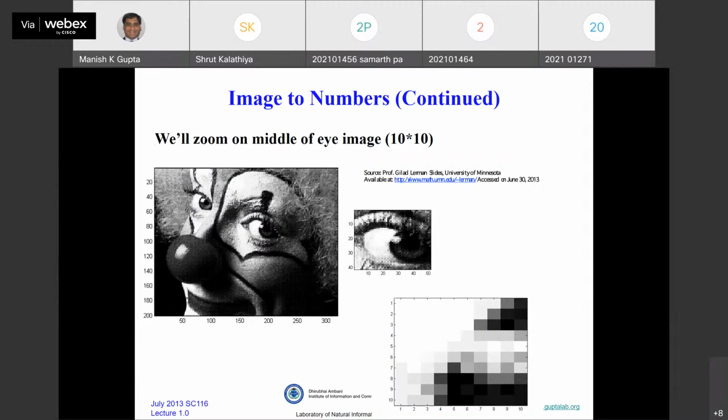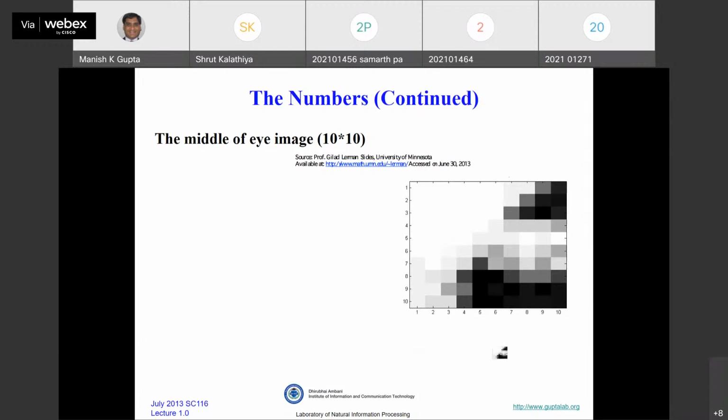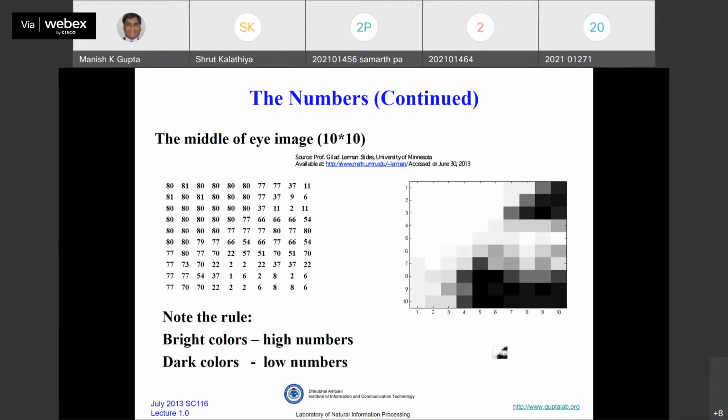And now these things can be converted into numbers. For understanding purposes, you can use MATLAB. MATLAB has all these commands. You take the image and you can do whatever you want to. You can get the numbers from that. So this is the middle eye of the image, 10 by 10, and the corresponding numbers are this. You see? The rule is bright color, high numbers; dark colors, low numbers. These are some numbers for that.